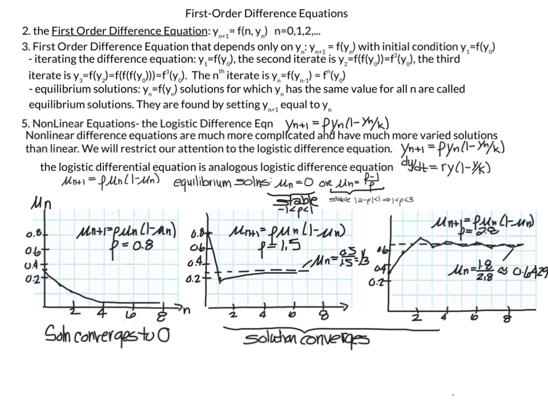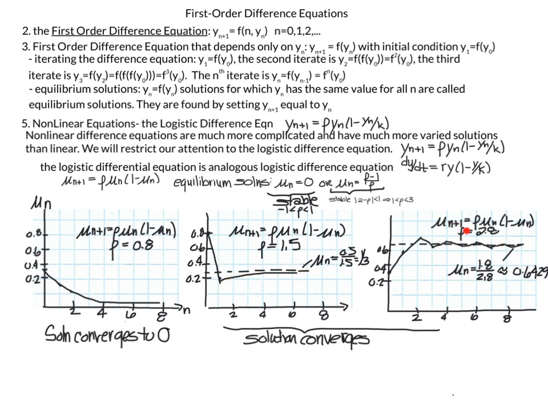Here we have rho equal to 1.5. In this case, we're in this part of our equilibrium. So we're expecting to approach mu n equal to 0.5 over 1.5, just subtracting rho minus 1 over rho, which is equal to 1/3. And this is exactly what happens with this graph.